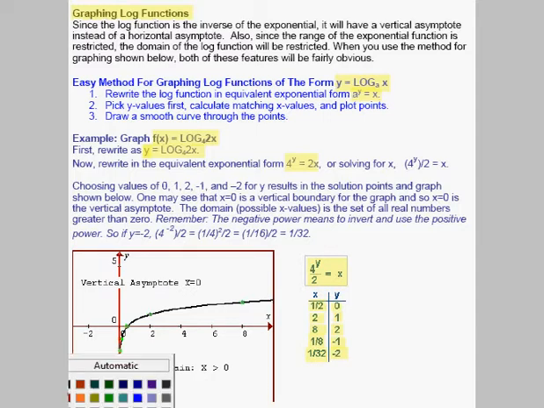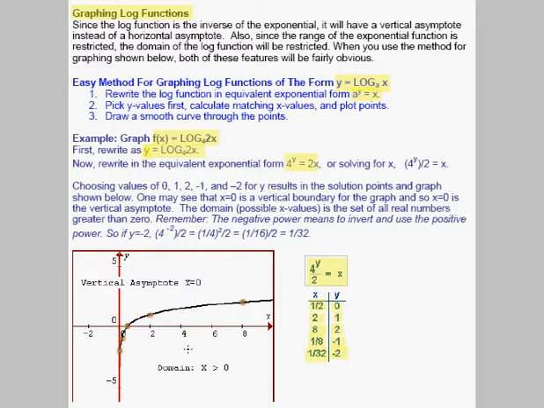Now we're going to plot those points. We plot the point 1/2, 0. Then we plot the point 2, 1. Then we plot the point 8, 2. And then we plot the point 1/8, -1, and 1/32, -2.